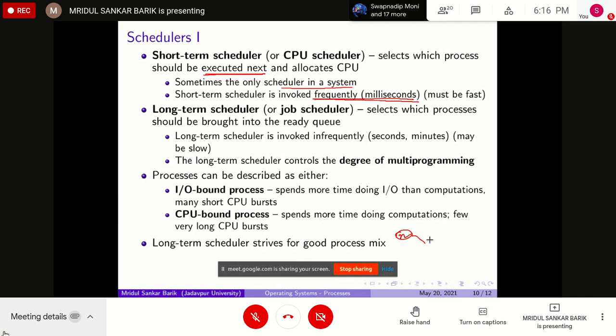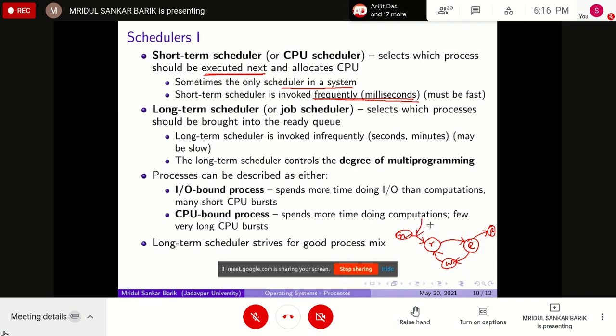From new state, the process is brought into memory. This is the ready state. From ready state, it goes to run or execute state. Then when the running is over, it goes to finish state. And if it has to wait for a certain event, then it goes to wait state. When the wait is over, then it goes to ready state again. So this long-term scheduler actually comes into picture here.